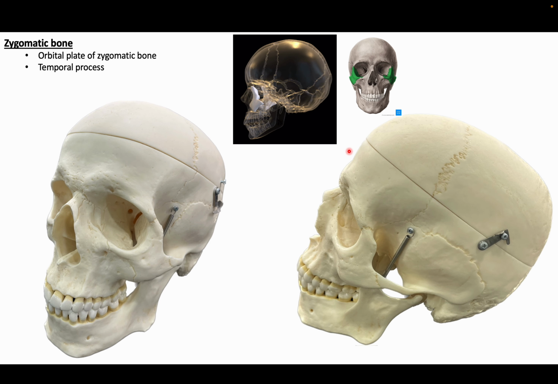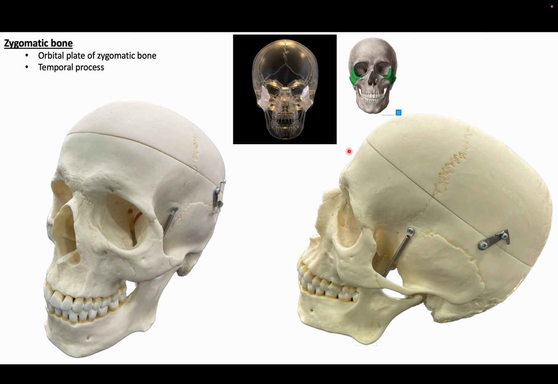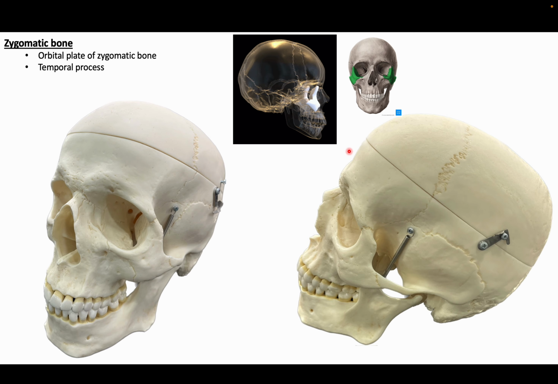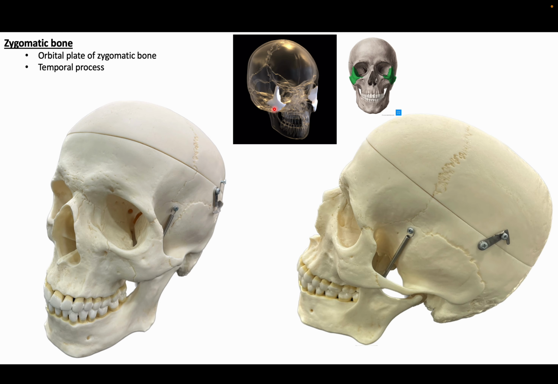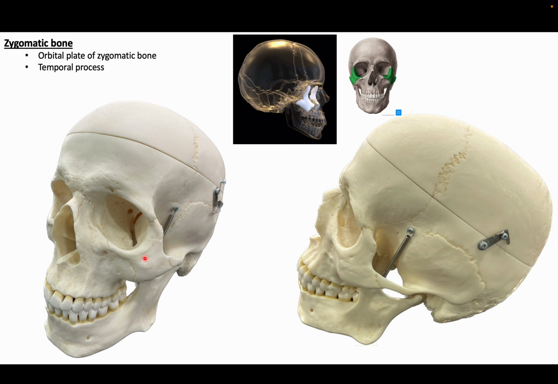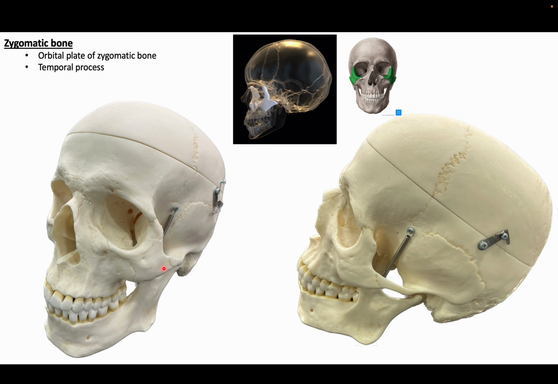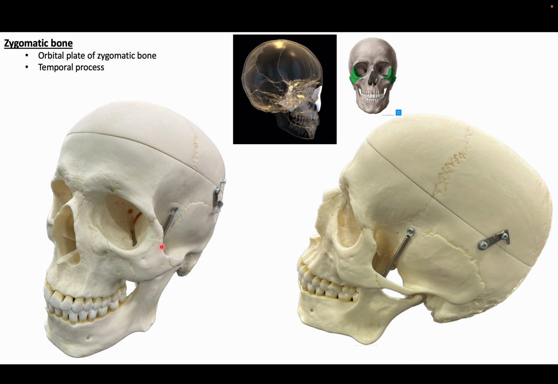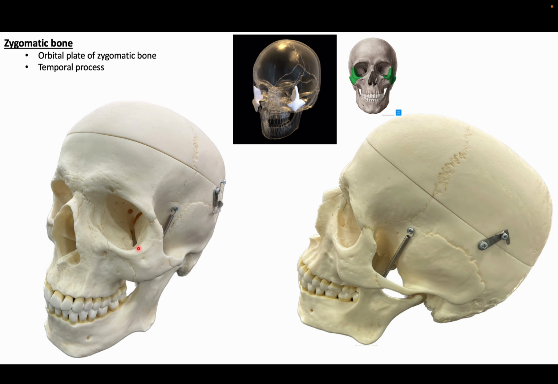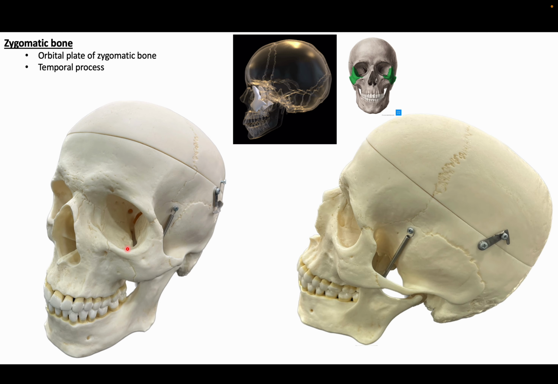All right, so now we're going to move into the actual cheekbone. This is the zygomatic bone, which is your cheekbone, and this is something where you may have heard some people have higher cheekbones than others. So this is the cheekbone right here. Then you have the orbital plate of the zygomatic bone. So this is the orbital socket right here. This would be the orbital plate of the zygomatic bone.